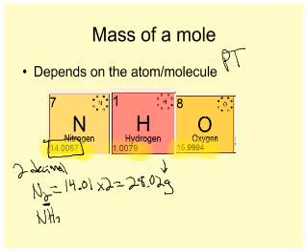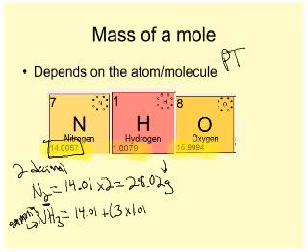If I want to do NH3, which is ammonia, you should know pretty darn soon that ammonia's formula is NH3. It's a common cleaning agent and used in chemistry a ton. So ammonia is NH3, so we have 1 nitrogen, 14.01, plus 3 hydrogens, 3 times 1.01. So that would be 3.03, so 17.04 is the molar mass of ammonia.